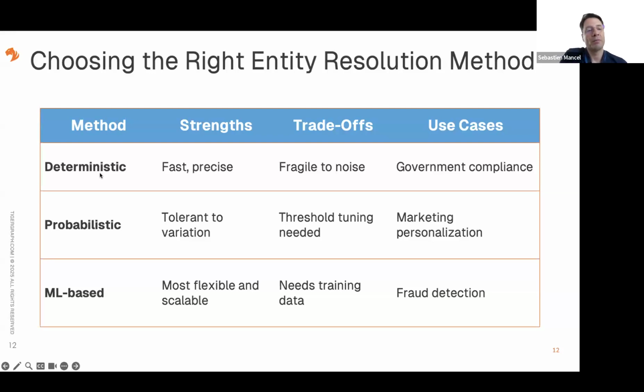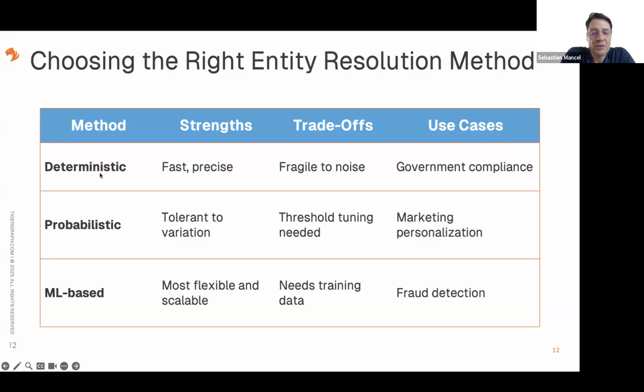Probabilistic approaches are more forgiving. They can account for typos, they can account for nicknames and variations in the data using similarity scoring and fuzzy logic. Now, these are useful for personalization and marketing, where you want to match users even if the data isn't a perfect fit. So the trade-off here is that they require threshold tuning and they can be trickier to calibrate.